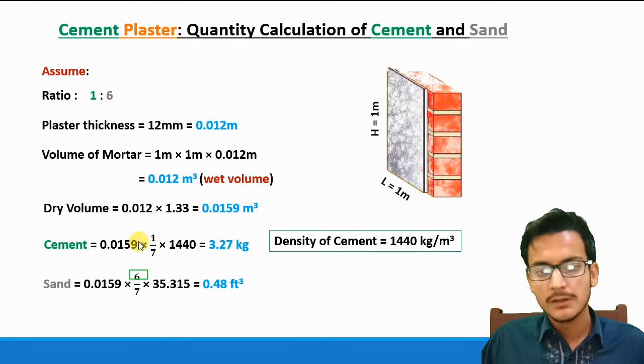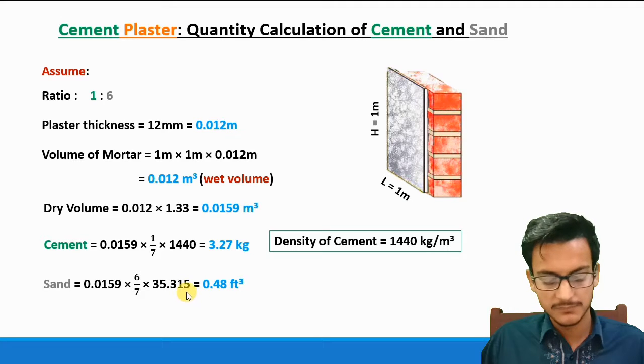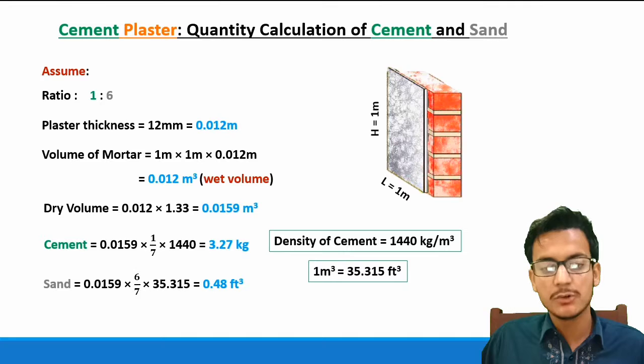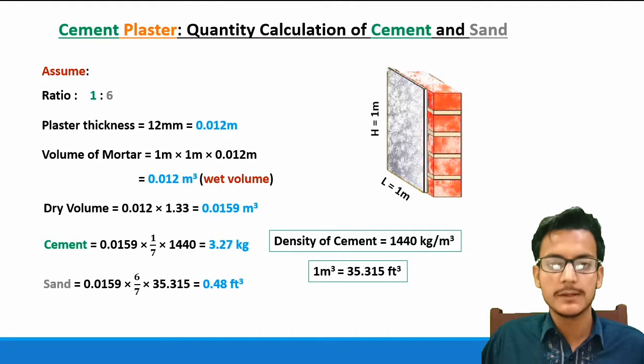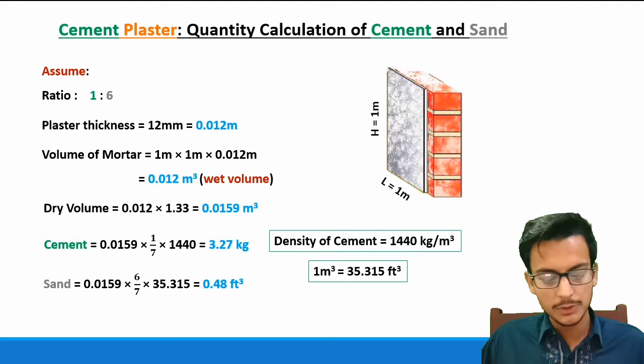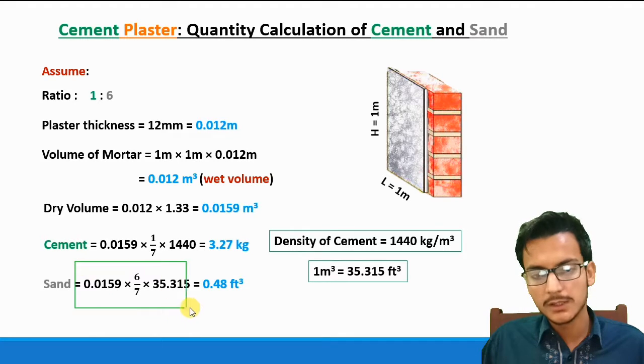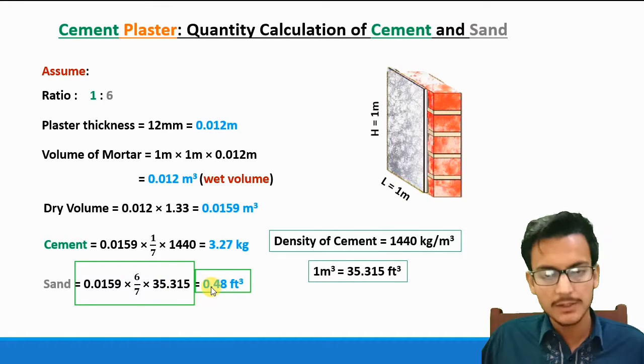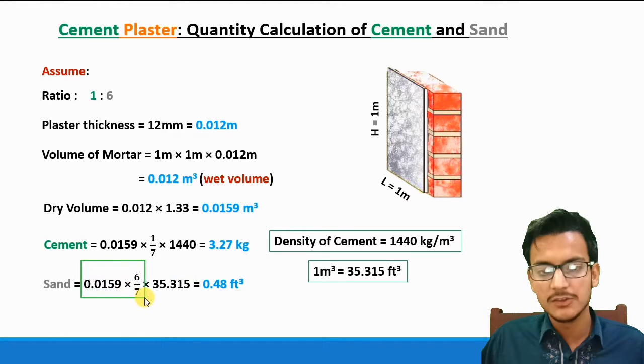Okay, now what is this 35.315? It is the constant value that we use to convert a cubic meter value into cubic feet. So we use this value here because we want the answer in cubic feet. After multiplying these three values you will get your answer in cubic feet. If you want your answer in cubic meter, just multiply the first two values, don't multiply this.